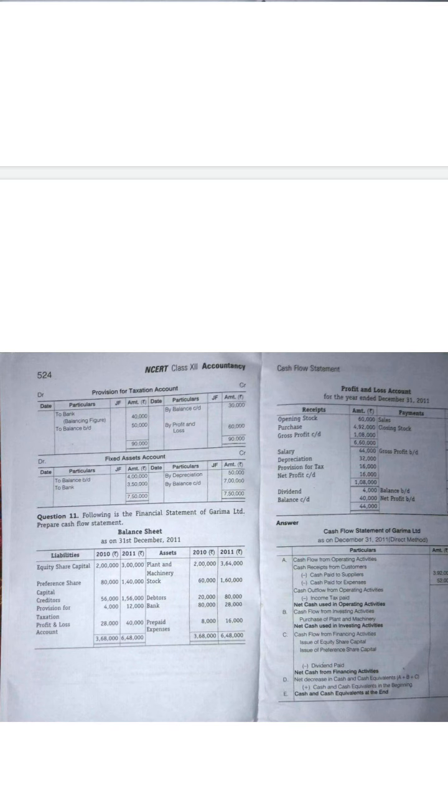Now close the account. Which is the greater side? Credit side. So add the credit side amount, bring it to the debit side, and find the balance. The balance is 3,50,000. 3,50,000 to bank account. So what is the meaning of that? What will be the journal entry?